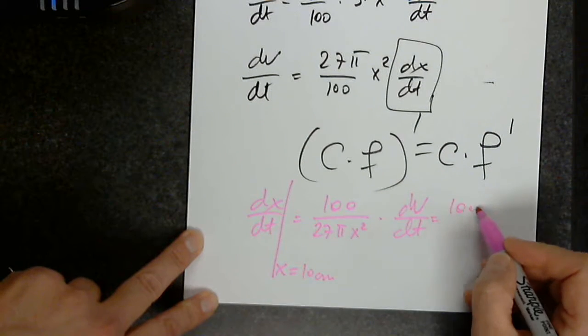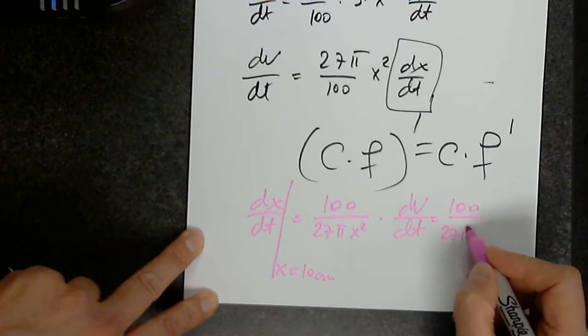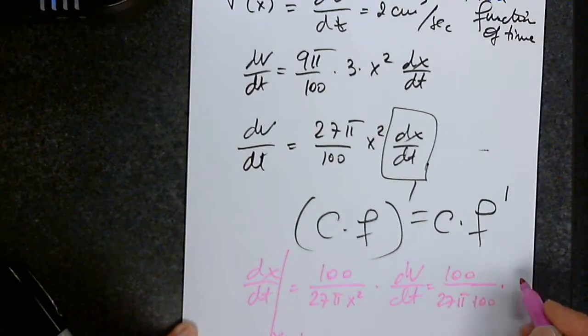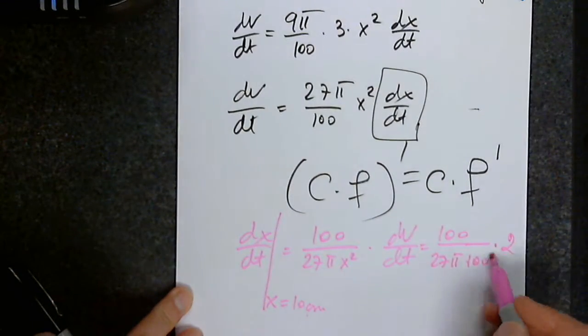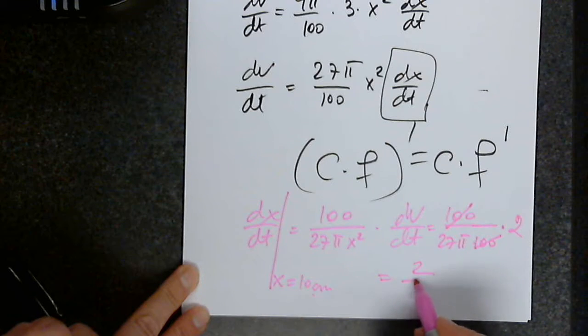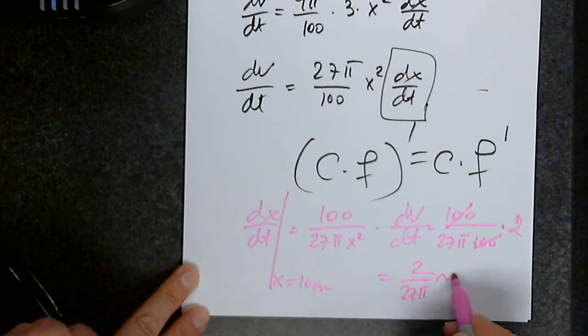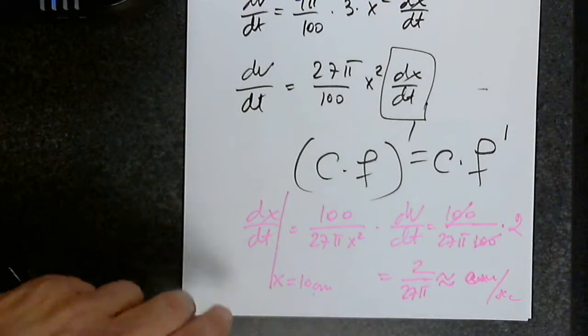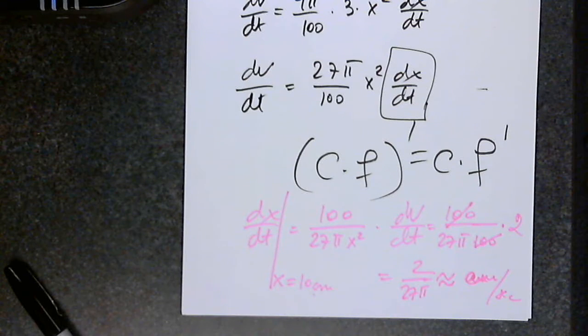So then I have 100 divided by 27 pi multiplied by 100 and multiplied by dv over dt, which is 2. So these two go away. So it's 2 over 27 pi, whatever that approximates to, centimeters per second. We got to check.